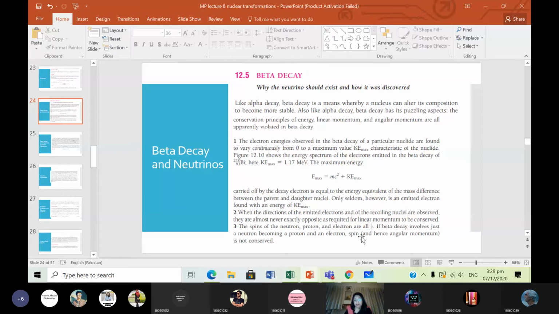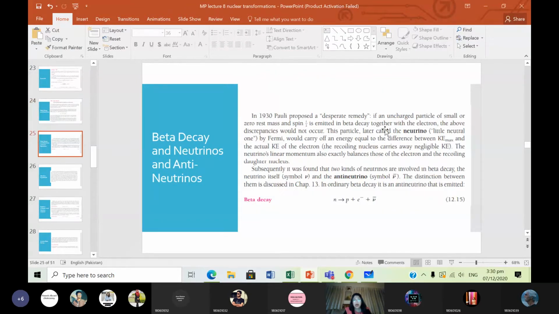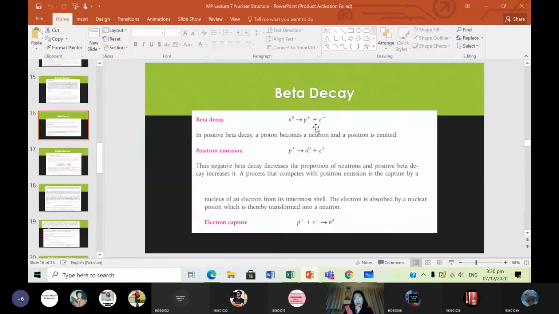If spin is conserved, then angular momentum will also be conserved. If spin is not conserved, angular momentum will also not be conserved. So we have to make sure that spin is conserved so that angular momentum will also be conserved. The only way the beta decay equation will make sense, with total energy, spin, angular momentum and linear momentum all conserved, is if we introduce neutrinos and antineutrinos into this equation. The previous equations that we discussed had some problems.